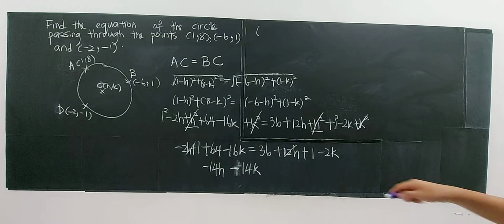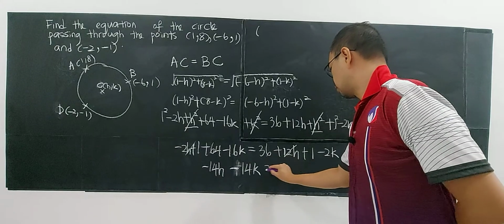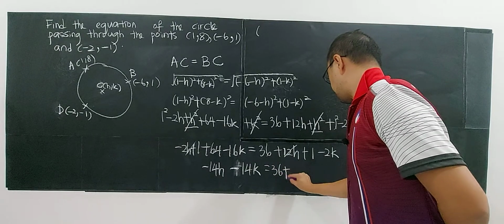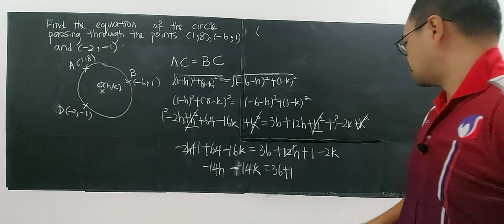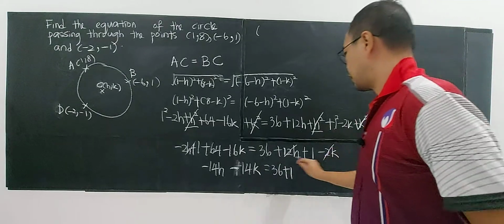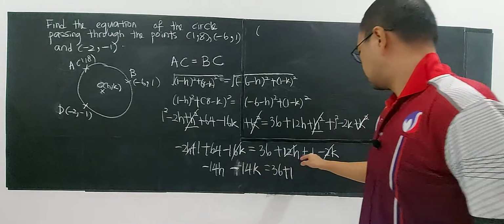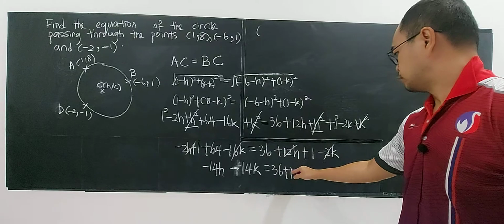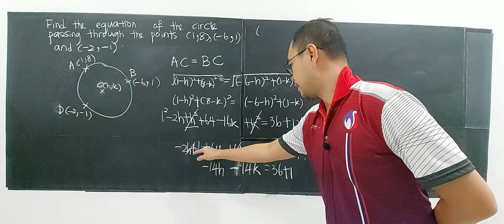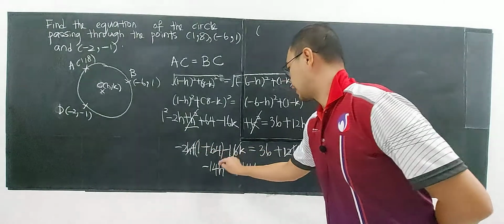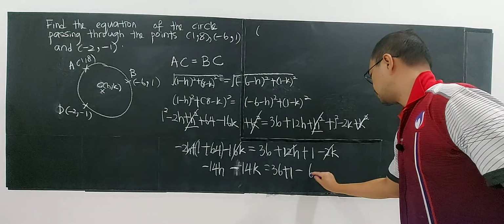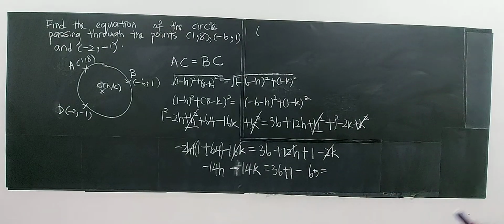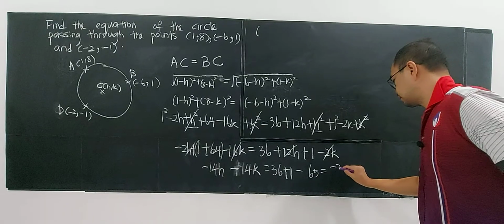Alright, as we bring all the numbers to one side, we have 36 plus 1, 36 plus 1, right? We have already done that. So 36 plus 1, minus 65. Together this is 65, so minus 65. So let's see what we get. Alright, I'm getting negative 28 here, right?